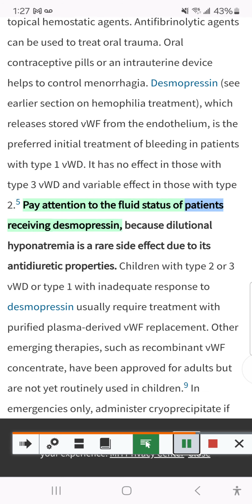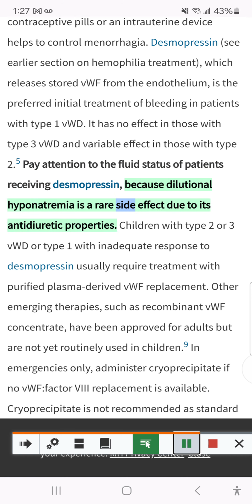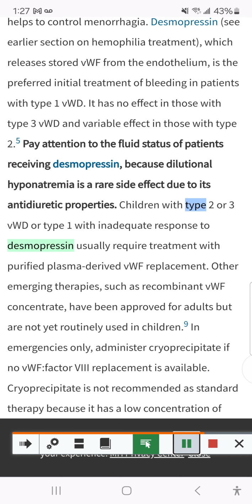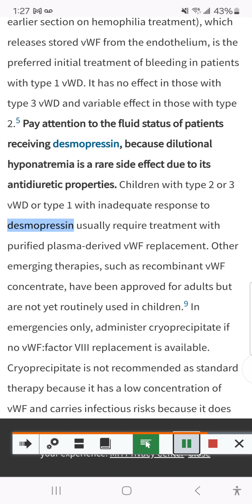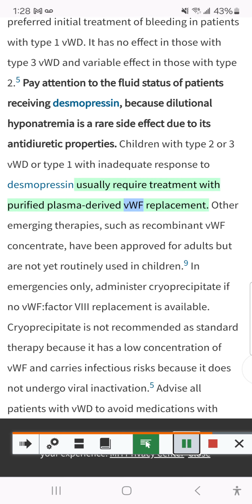Pay attention to the fluid status of patients receiving desmopressin, because dilutional hyponatremia is a rare side effect due to its antidiuretic properties. Children with type 2 or 3 VWD or type 1 with inadequate response to desmopressin usually require treatment with purified plasma-derived VWF replacement.